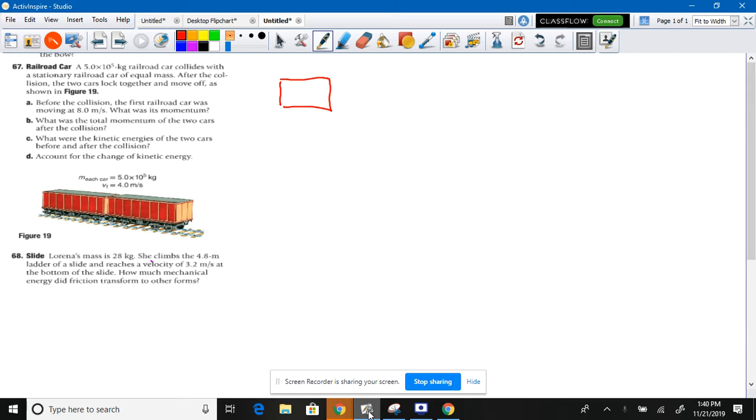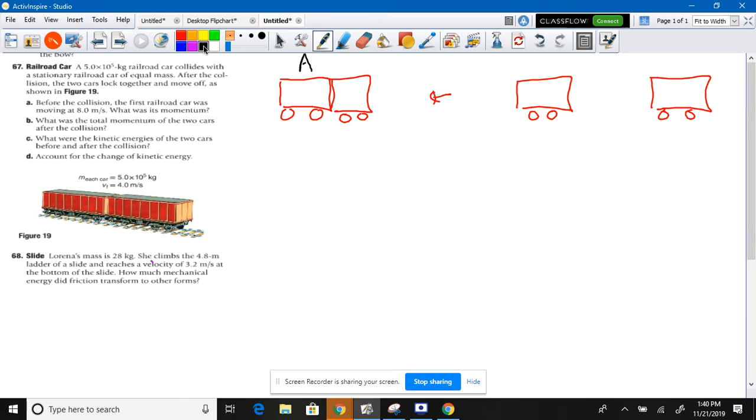So here's the after. Draw them stuck together. And then the before. Why did I draw the after first? Well, because the picture was in reverse. That's why. Okay, I'm sorry that messed everybody up. But this is before, that's after. Okay, so that's after. Now they lock together.